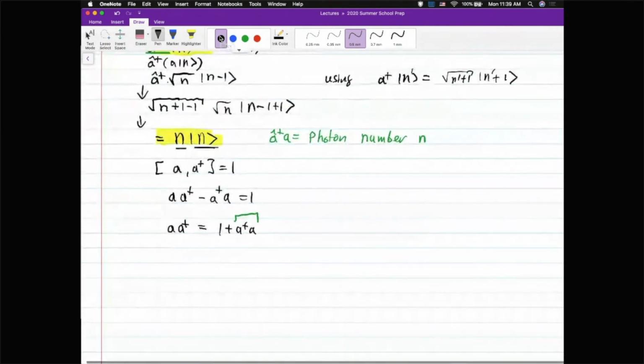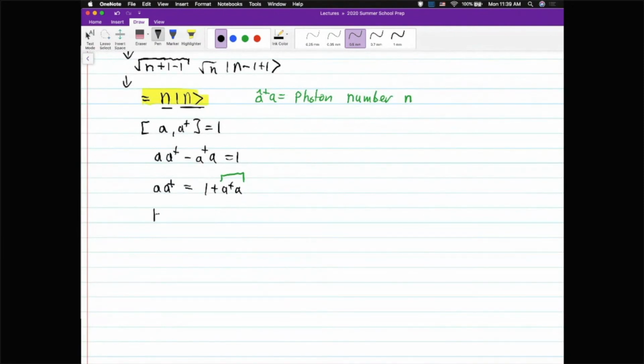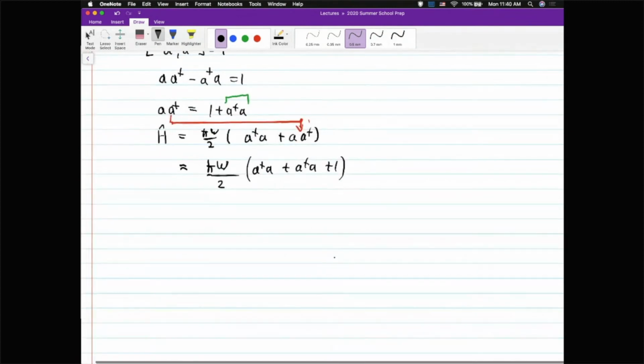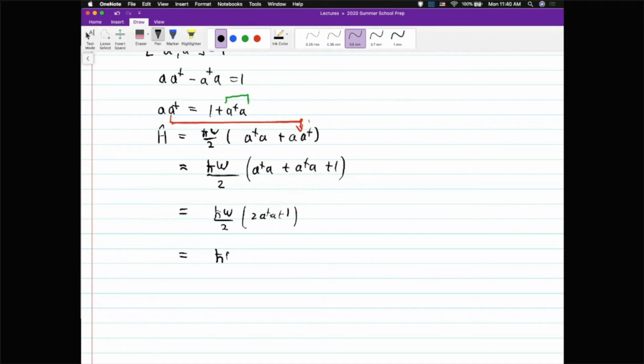All right, exploiting this in the Hamiltonian, we can then rewrite the Hamiltonian H as h bar omega over 2, and we had A dagger A plus A A dagger. And now using this expression in here, we can obtain the following: h bar omega over 2 times (A dagger A plus A dagger A plus 1). Or simplifying the two A dagger A's, we obtain h bar omega over 2 times (2 A dagger A plus 1), which then simplifies to h bar omega (A dagger A plus 1/2).